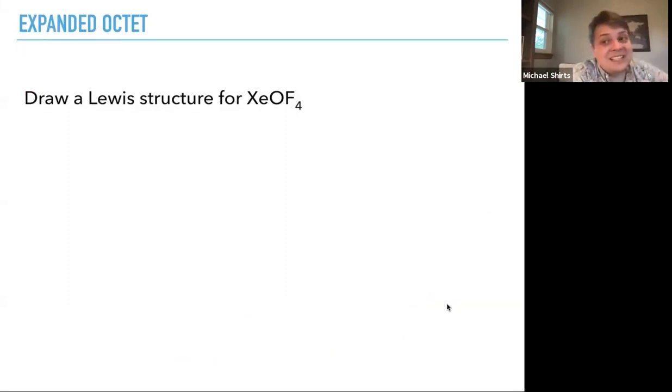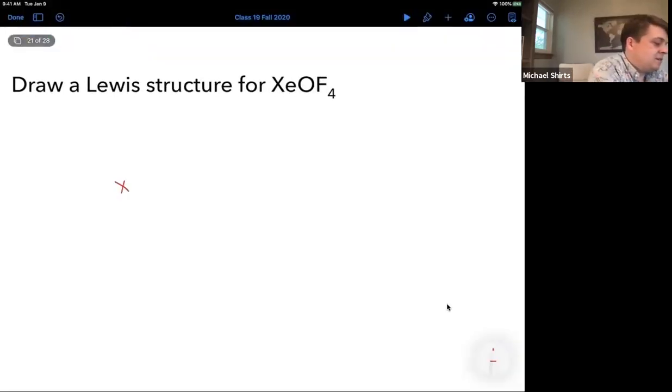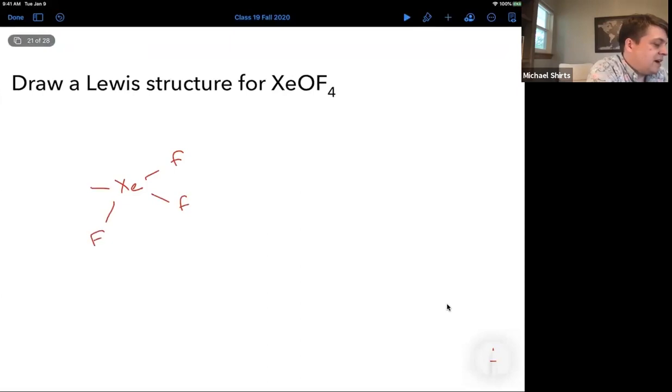Okay, so what's the least electronegative? Xenon is the least electronegative. Everything else is pretty electronegative. So we would imagine that a good way to start would be to put the xenon in the center, and then draw four fluorines around. And we're getting more than four bonds. We have an oxygen here as well.